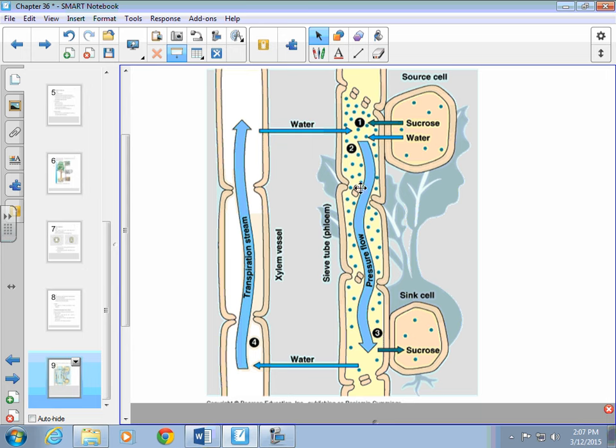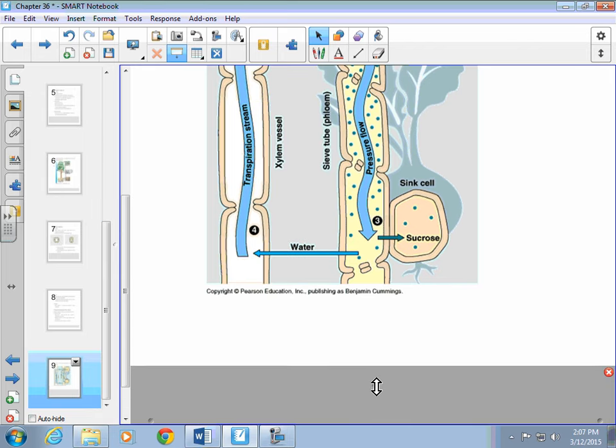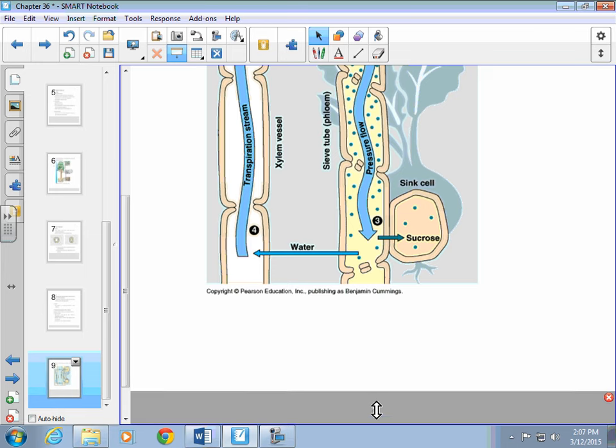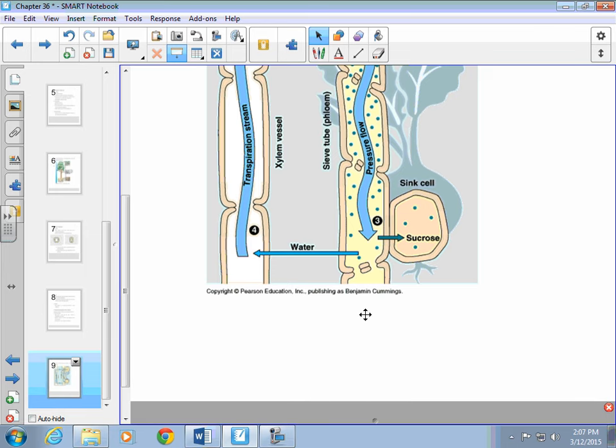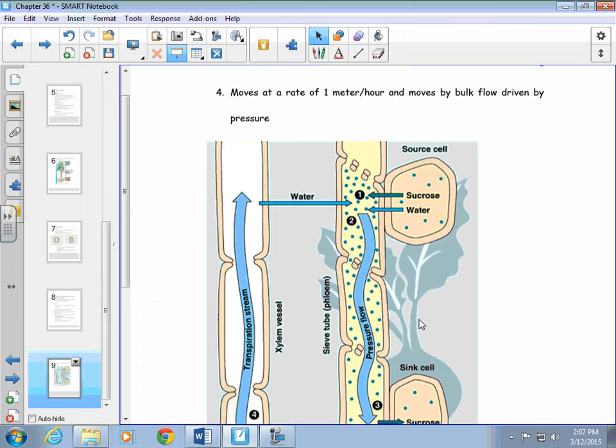And it will conduct it down to the sugar sink, which the shadow behind it looks like some kind of a fruit or a vegetable behind there. And it's going to get dumped wherever the sugar is needed the most, which could be a growing part of the plant or the fruit. So this gets us through all of the notes for chapter 36, and we're going to be using all this information in a hands-on activity in class, so I hope this helps.